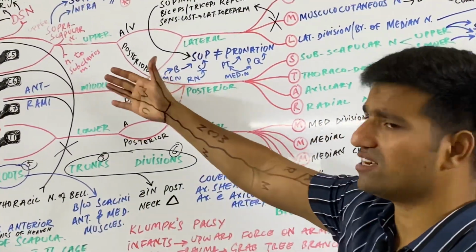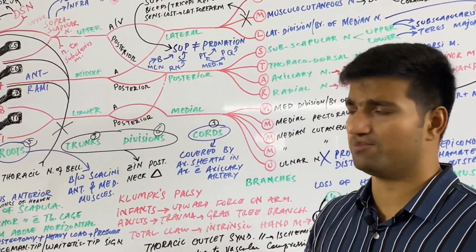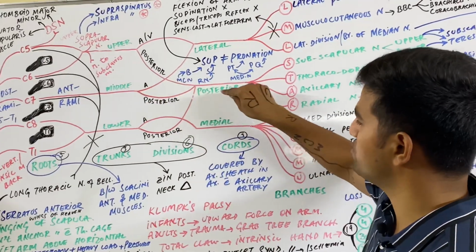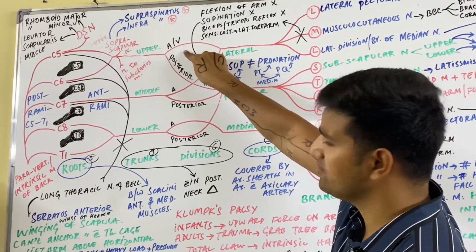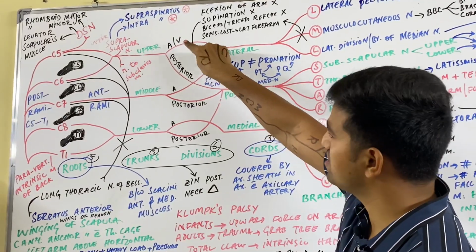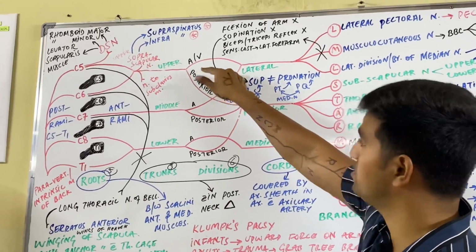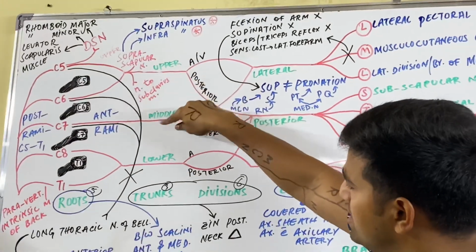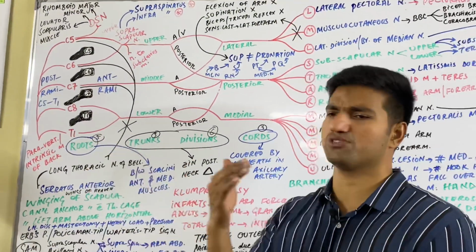Then every trunk will give an anterior branch and posterior branch. Posterior branches from the upper, middle and lower trunk will make the posterior cord, and anterior divisions, or anterior branch, or ventral branch, sorry, division, not branch, it is a division. Branches we will discuss over here. So you can see upper trunk, middle trunk and lower trunk, all of them are giving anterior divisions and posterior divisions.